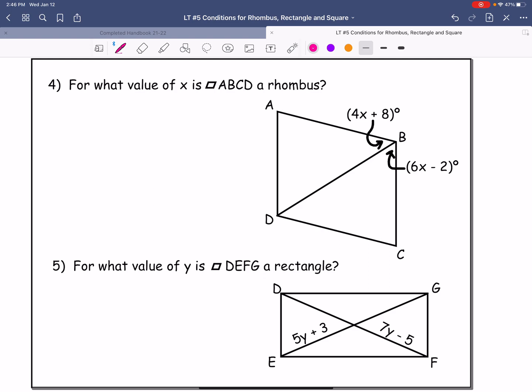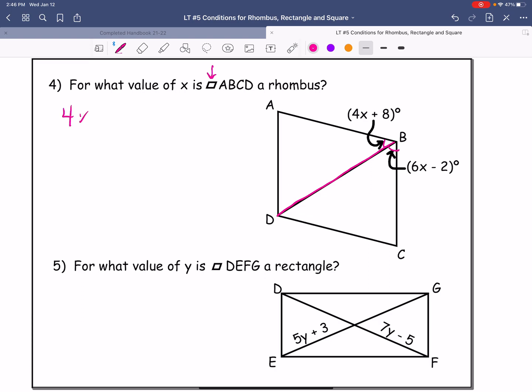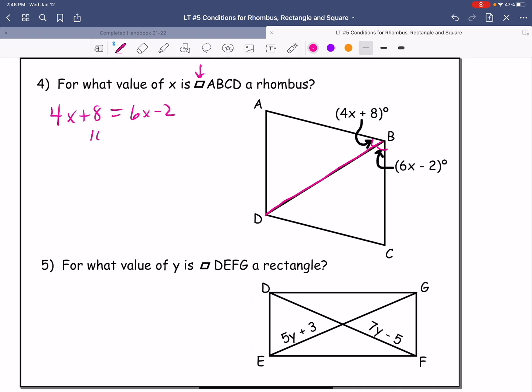All right, number 4 says, for what value of x is parallelogram ABCD a rhombus? Well, the property of a rhombus that we know is that a diagonal bisects the angles, making these two angles congruent. So if I set 4x plus 8 equal to 6x minus 2, I can solve this for x. I'm going to add 2, subtract 4, and then divide by 2. So when x is 5, this figure is a rhombus.